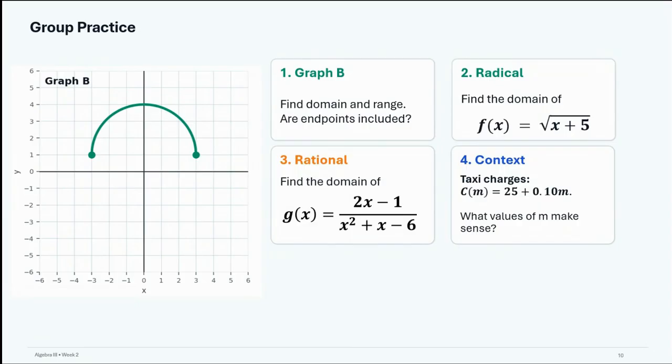What values of m make sense? Now, looking at the equation, it's a polynomial. It's just 25 plus 0.10 m. We could say negative infinity to infinity. But that doesn't make sense when we put it into a word problem. That's when context comes in. In the context of things, it's not negative infinity to infinity. I'm not going to get in a taxi and say, take me infinity miles, right? Maybe. I mean, there's really not an upper limit. You could drive 1,000 miles, 2,000 miles.